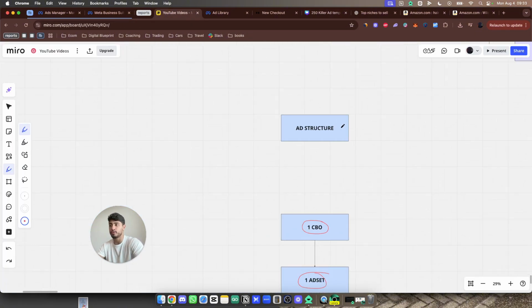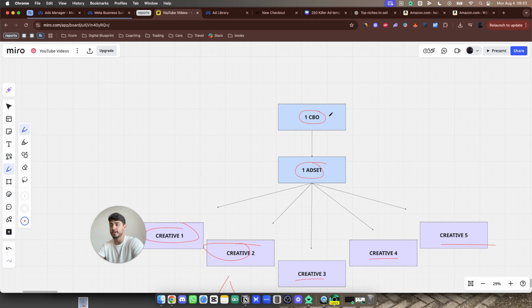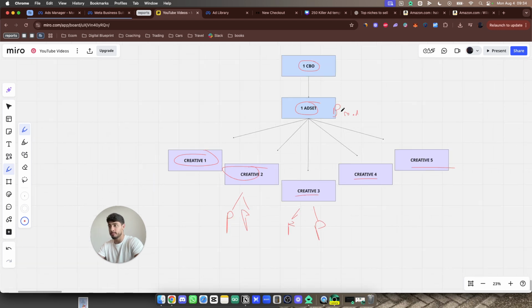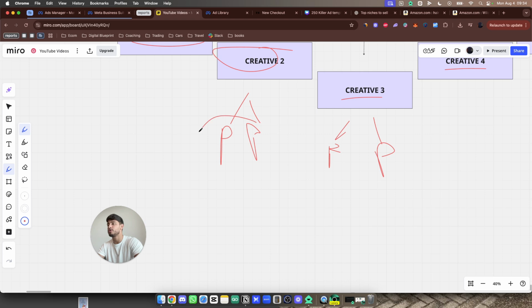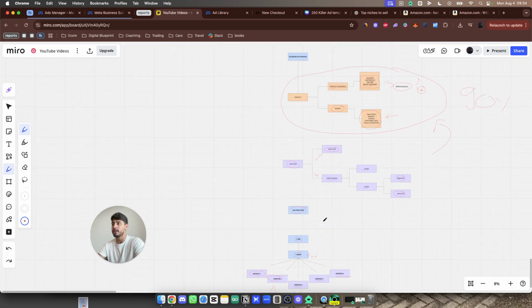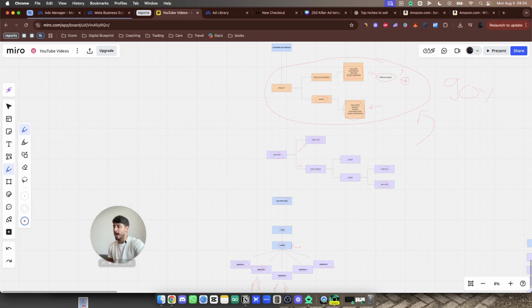Then you run your ads with our ad structure, which is basically one CBO, one ad set, broad. Let me write it down again for the people in the back that didn't hear it. One ad set that is broad, all 5 creatives in that one ad set, and you want to have 2 primary texts along with it. So that's basically going to conclude this whole Facebook ad strategy.